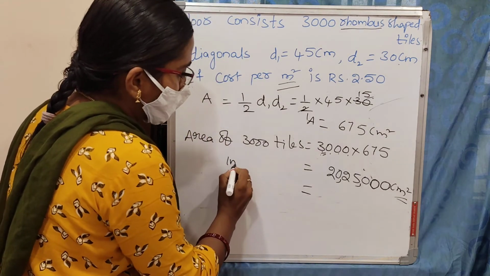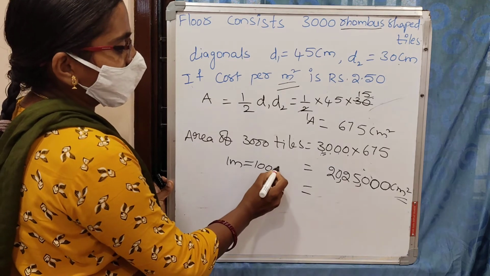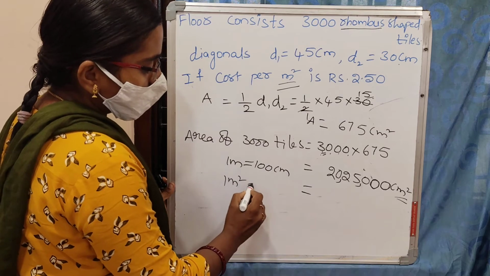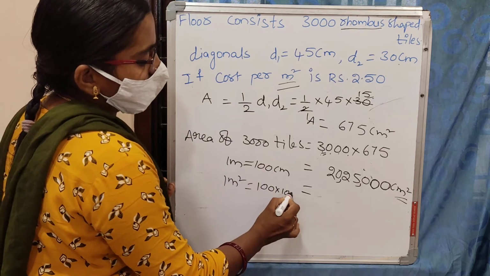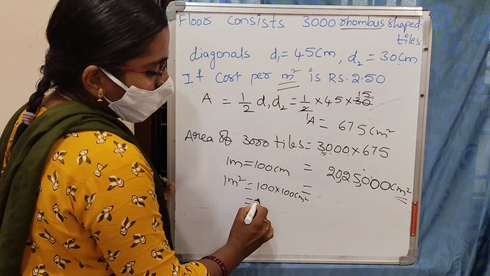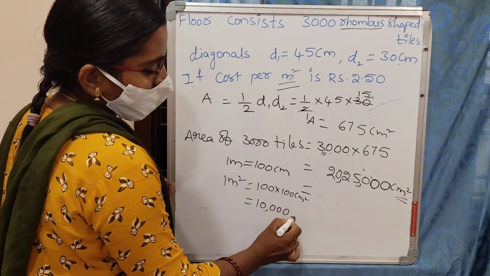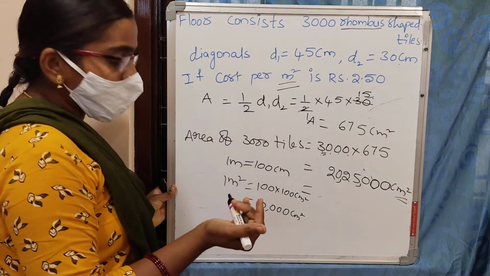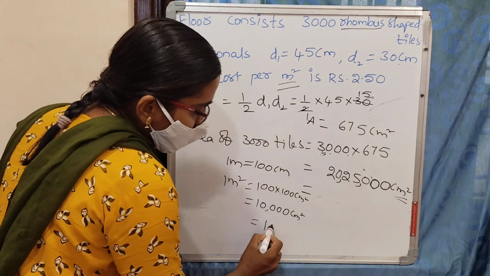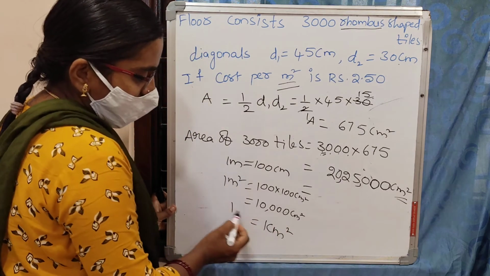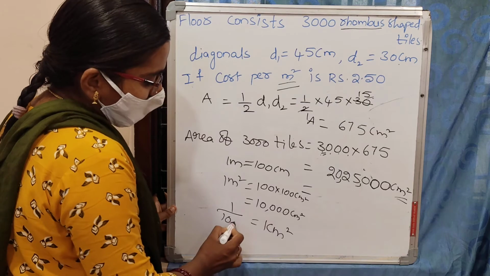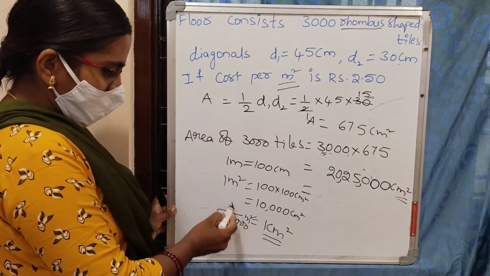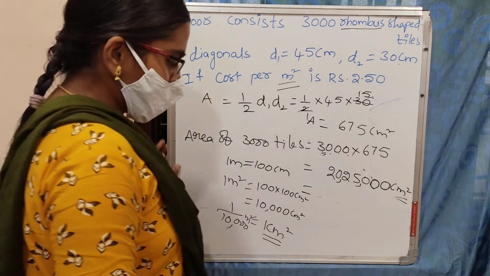So 1 meter is equal to 100 centimeter. 1 meter square is 100 into 100 centimeter square. So 100 into 100 means 10,000 centimeter square. So 1 meter square is 10,000 centimeter square. Then 1 centimeter square is, just transpose this 10,000 to this side, it becomes 1 by 10,000 meter square.